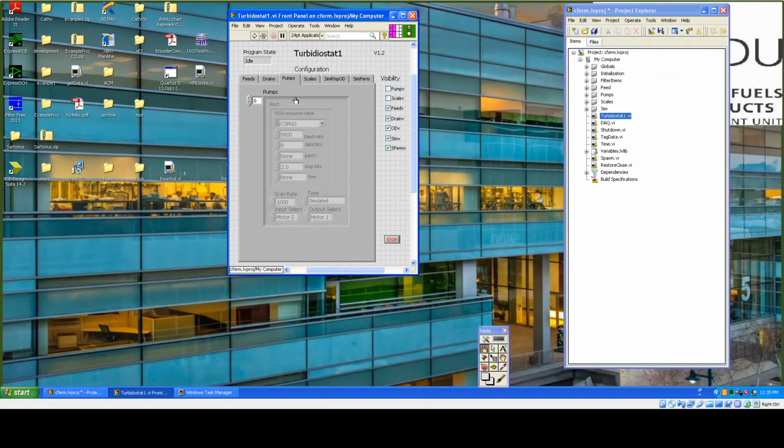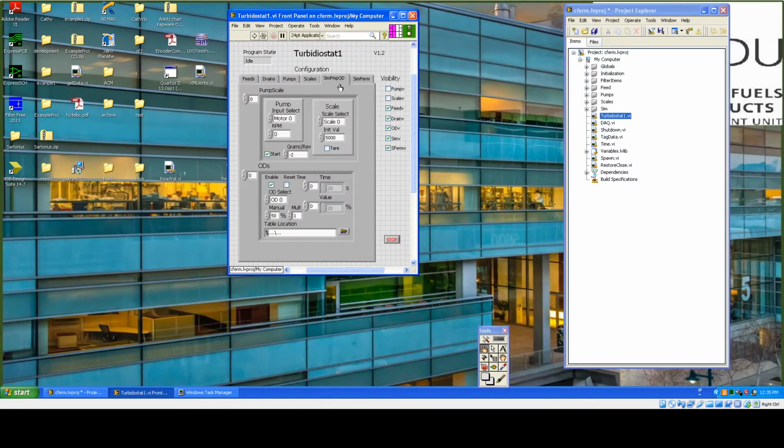Now, real pumps, well, we don't have any. If we did, we'd have one set up with its communication port and its scan rate. Same thing with scales. If we had one, we'd set it up, but we don't. So now our simulation: we have two pumps set up, a feed and a drain pump. Pump scale pair 0 is going to be the feed. Its initial value will be 0, at 5,000. And notice that it's going to be pumping out 2 grams per revolution.